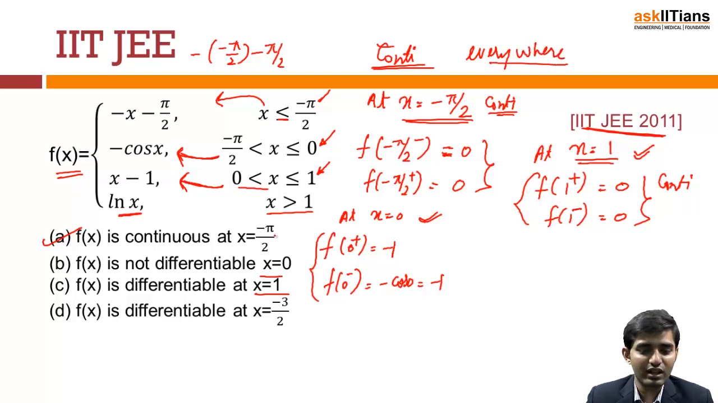So it is continuous at x equal to minus pi by 2 also, right? Why is it continuous everywhere? Because it is continuous at all the critical points, and in between it is always continuous, right? So this function is continuous everywhere. Now let us check for the differentiability of the function, whether this function is differentiable or not.